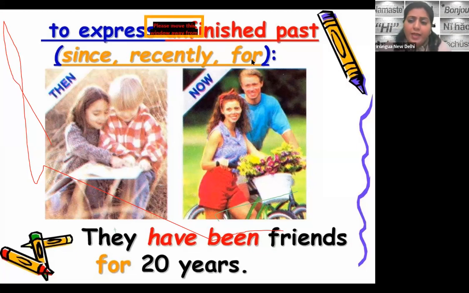Now we use the words since, recently, and for. These are some more time expressions. We use the word since, recently, and for to express the unfinished past. Meaning, you are talking about something which happened in the past. It started in the past. It continues till now. For example, they have been friends for 20 years. The word for shows a duration, period of time.